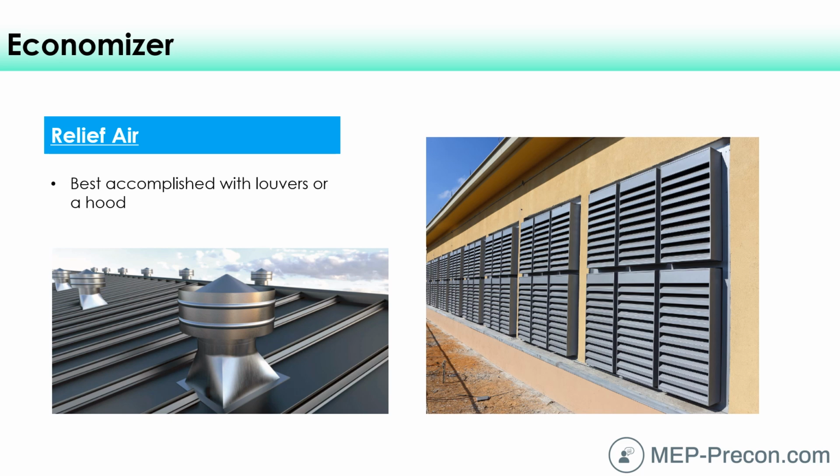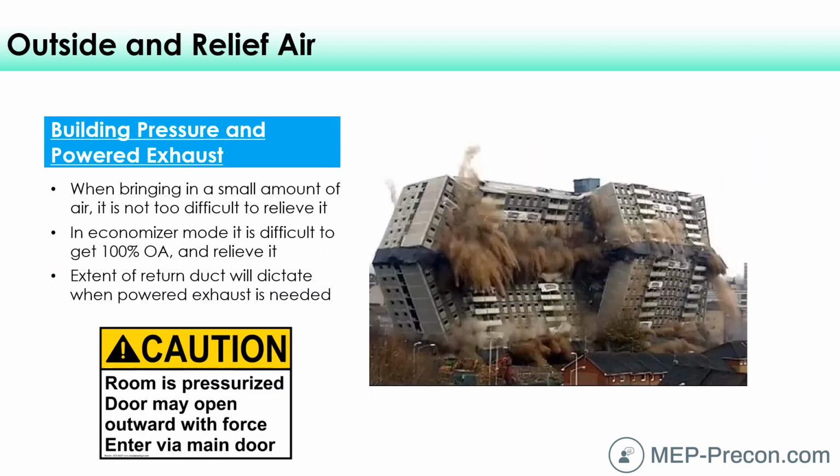So it's always better if you can separate your outside air and relief air and have that relief air be further away. The trouble is it's a little bit more expensive. You have some expensive either roof vents or some louvers to relieve that. But it works better if you can separate the two streams of air that way. All right, so if you're bringing in a bunch of outside air, you have to relieve it somehow, and especially in economizer mode, when you're bringing in 100% outside air.